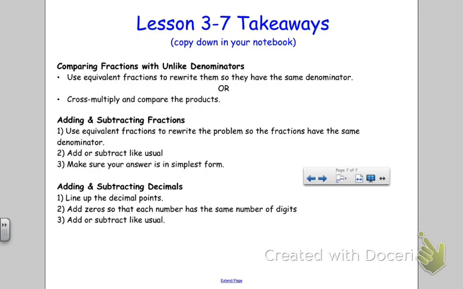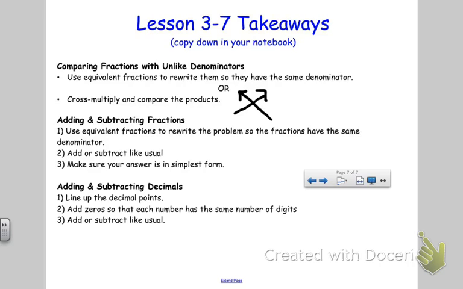Okay, the takeaways. First, when you're comparing fractions with unlike denominators, you have two options. One option is to use equivalent fractions to rewrite them so that they have the same denominator. Multiply the numerator and the denominator by the same number and see if you can make it work. Or a really cool way is to cross multiply and just compare those products. Remember, when you cross multiply, you want to start at the bottom and go up. You may want to write this in your notes.